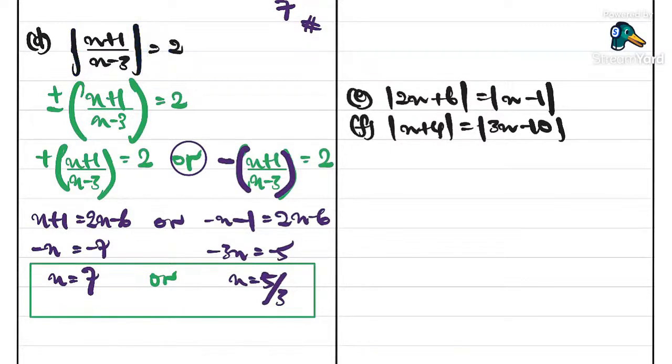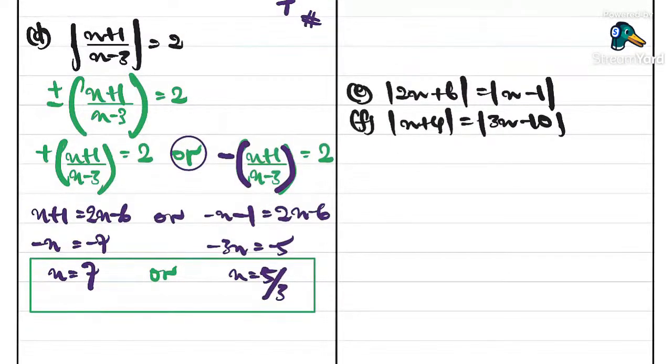The thing is that this question, this part, let's look at question E next.